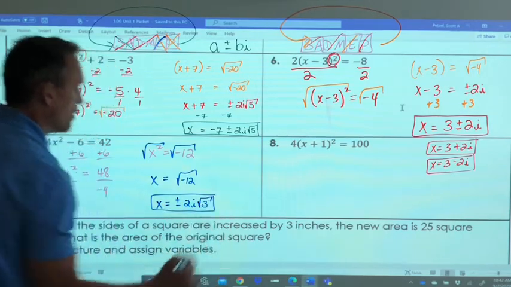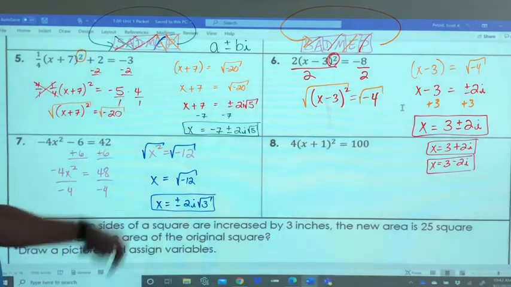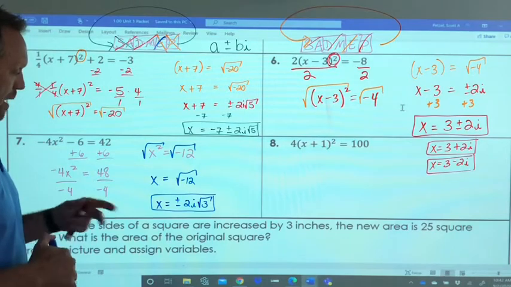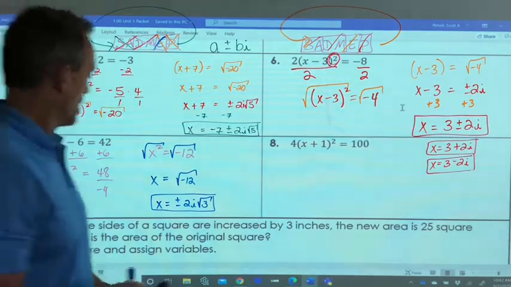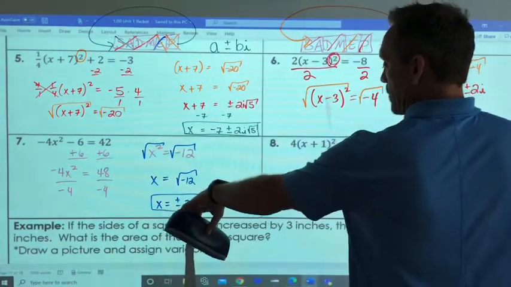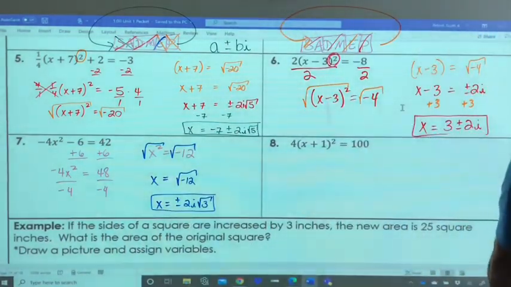And I'm not going to go through why negative square root of negative 12 is positive negative 2i root 3. At this point, you should know that. Two answers. Positive 2i root 3, negative 2i root 3.